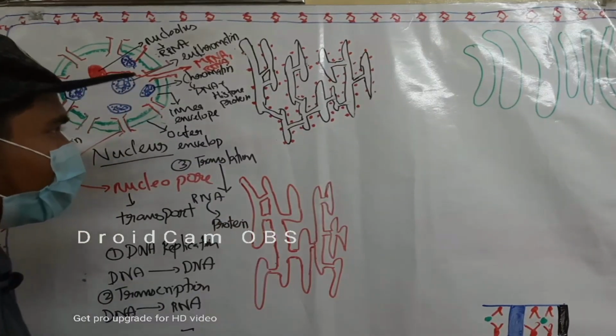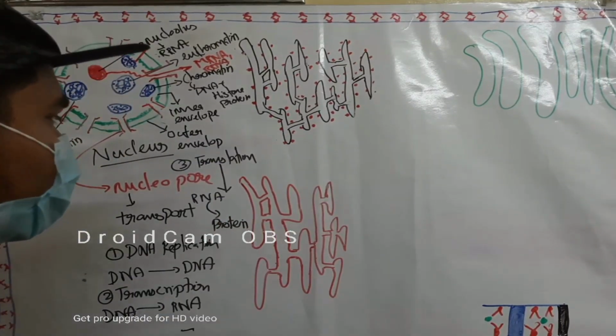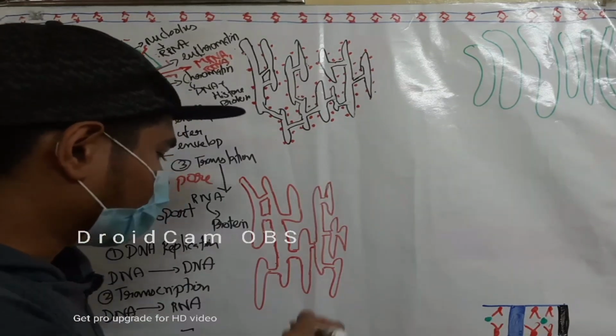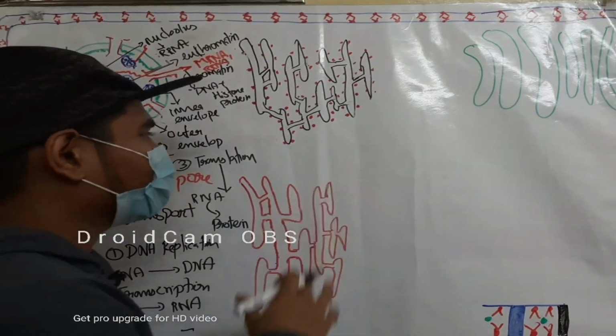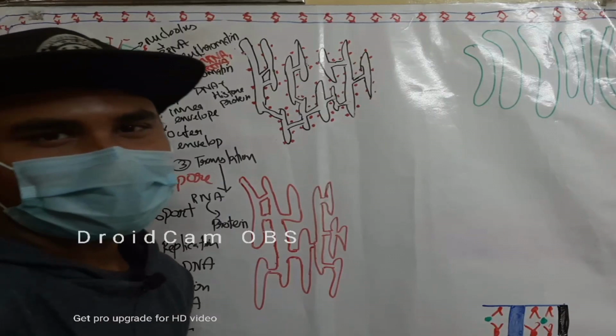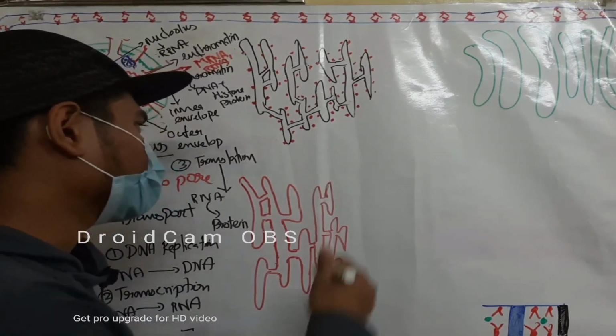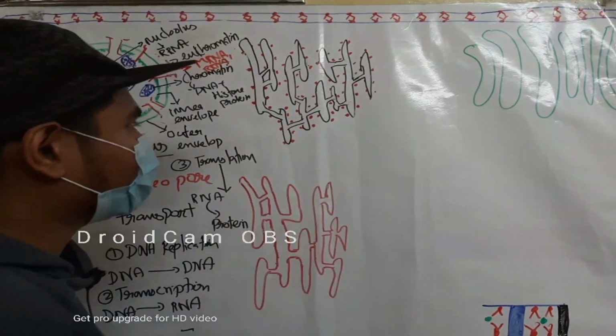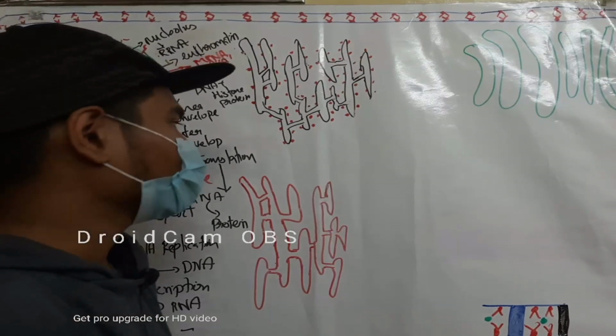The next structure we are going to look at is the endoplasmic reticulum. This is of two types: the smooth endoplasmic reticulum and the rough endoplasmic reticulum. The major difference between them is the presence of ribosomes on the rough endoplasmic reticulum, which makes the surface look rougher.